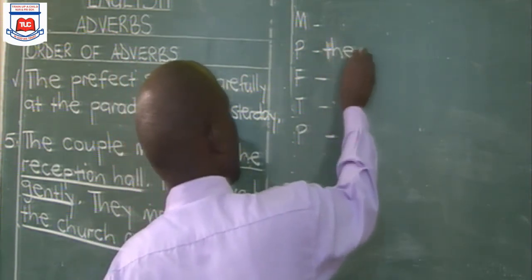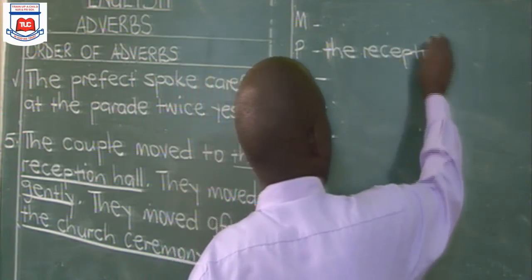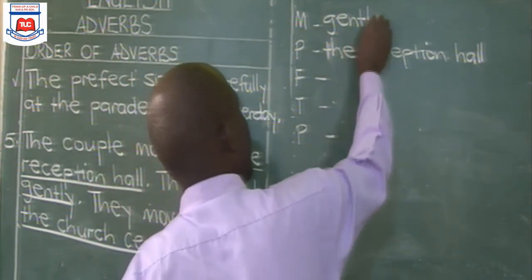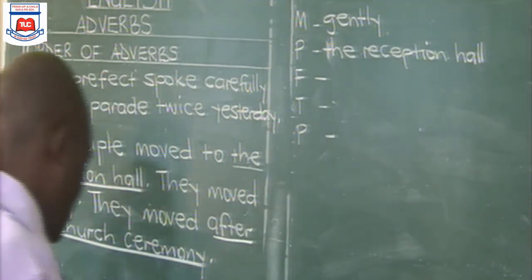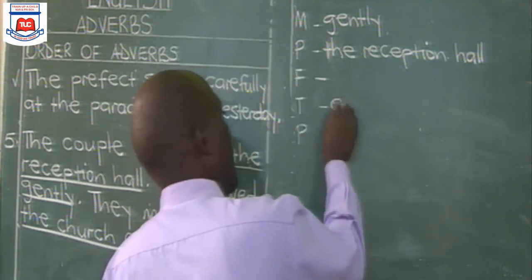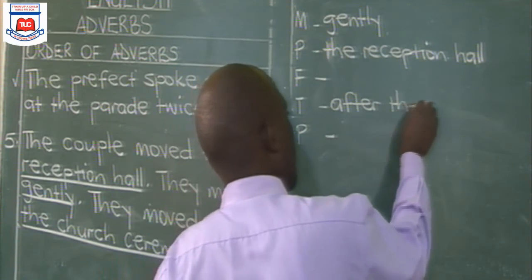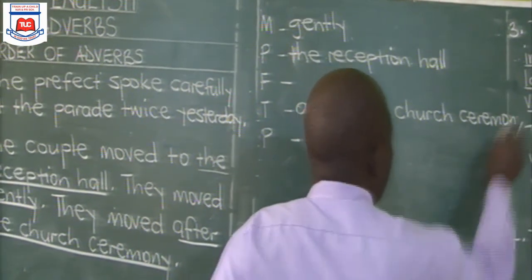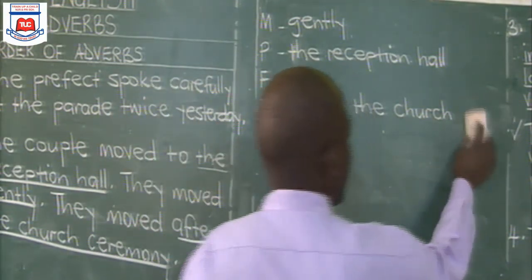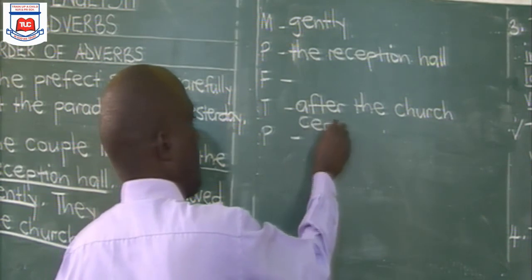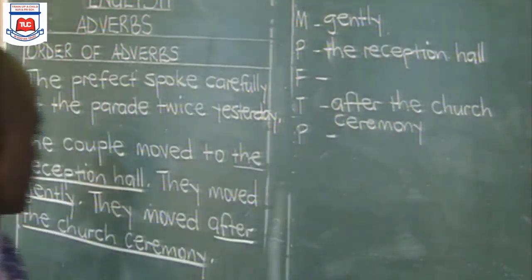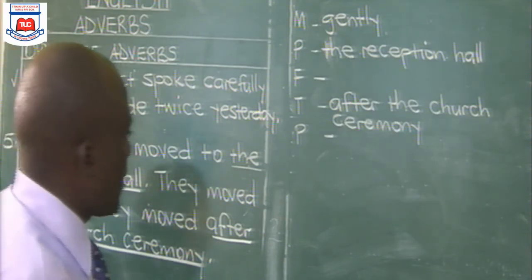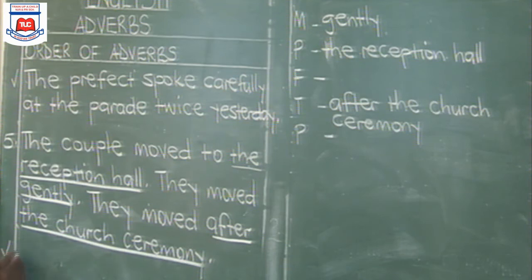The reception hall becomes our place. How did they move? Gently. They moved gently. Okay? What time did they move? They moved after, that's the time, after the church ceremony. Okay? After the church what? Ceremony. After the church ceremony. Yes. So what is the correct order here? The correct order becomes: the couple moved gently to the reception hall after the church ceremony. That becomes our correct order.